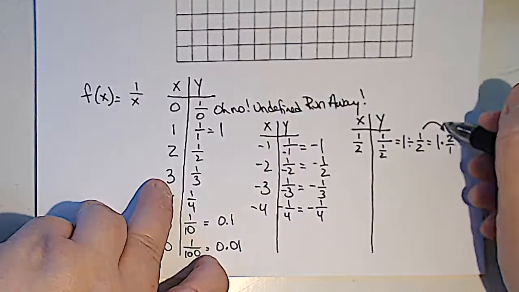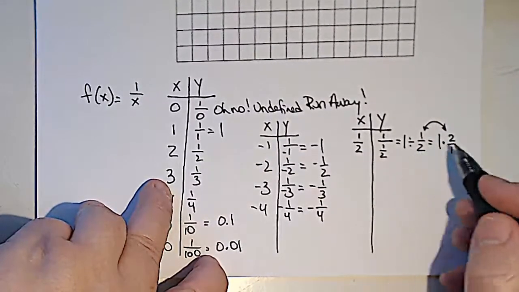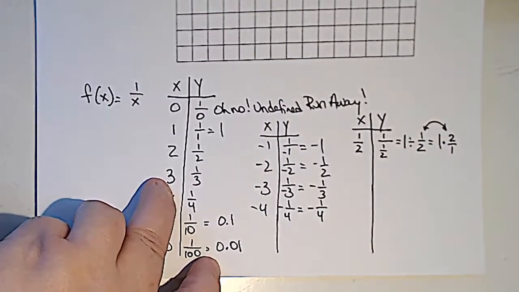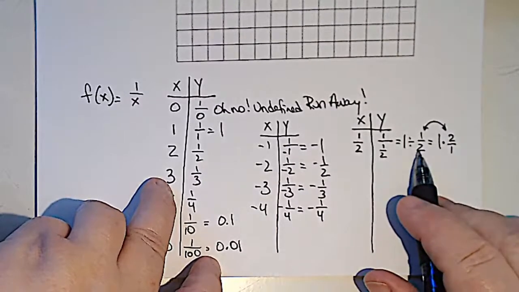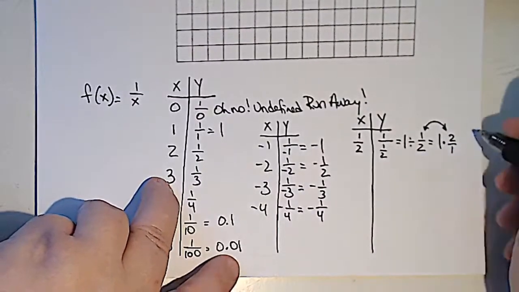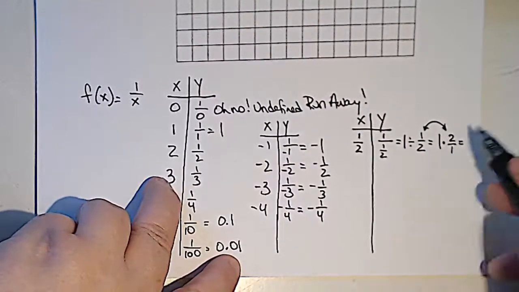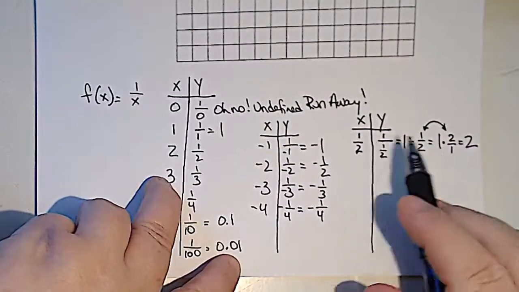Remember, when you divide fractions, you flip them upside down. If you don't know that already, you know it now. I have just told you. When you divide by a fraction, you flip the fraction. Okay. 1 times 2/1 is 2. It flips upside down.